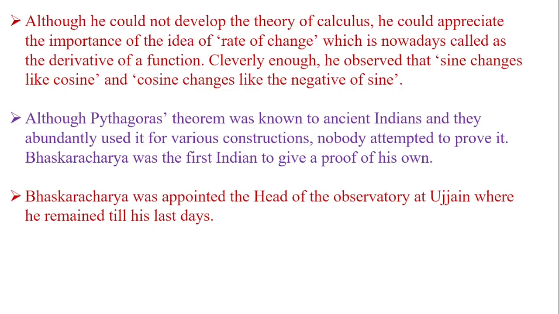But Bhaskaracharya was the first Indian to give a proof of his own. Of course, Bhaskaracharya is relatively much more modern, born much after Pythagoras, and therefore the theorem cannot be ascribed to him. But he gave his own proof. Bhaskaracharya afterwards was appointed as the head of the observatory at Ujjain, where he remained till his last days.